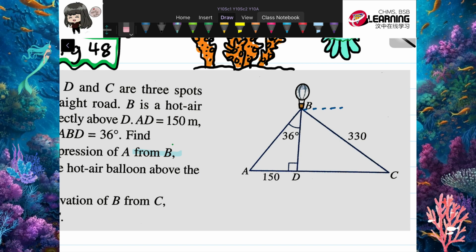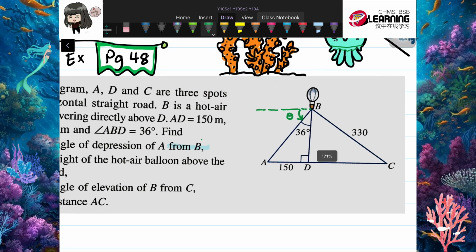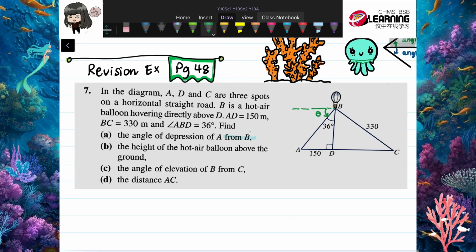Okay. But if you are looking towards the A, so your horizontal level is supposed to be here. Okay, this is your horizontal level. And you're looking down to A, so this is your angle of depression. This angle here. Okay. So this angle of depression here, since you know that this one is 90 degree, then 90 degree minus 36, then you get the answer.